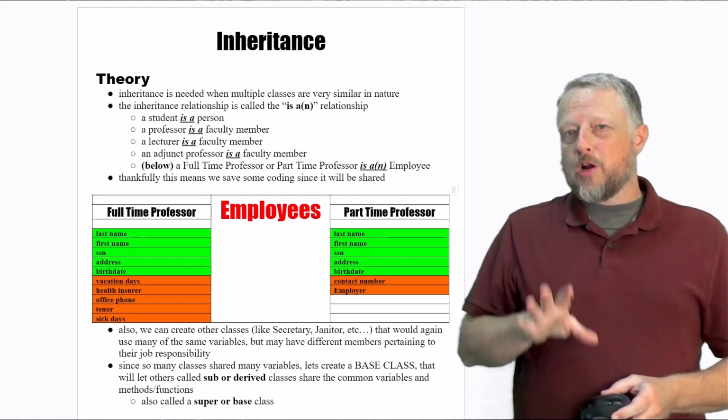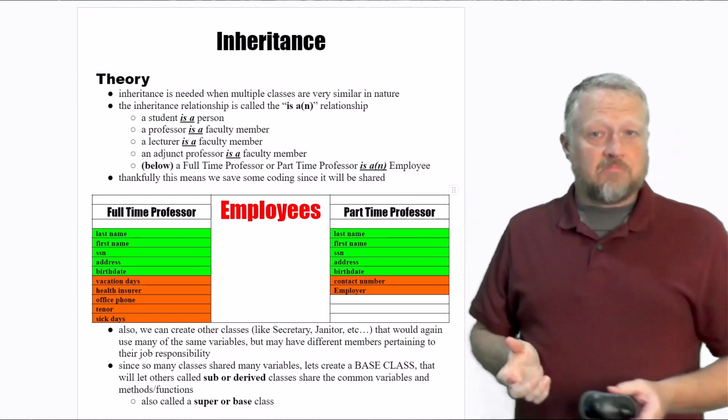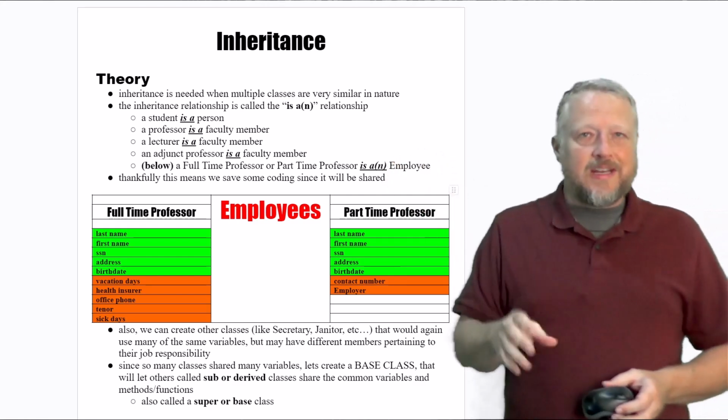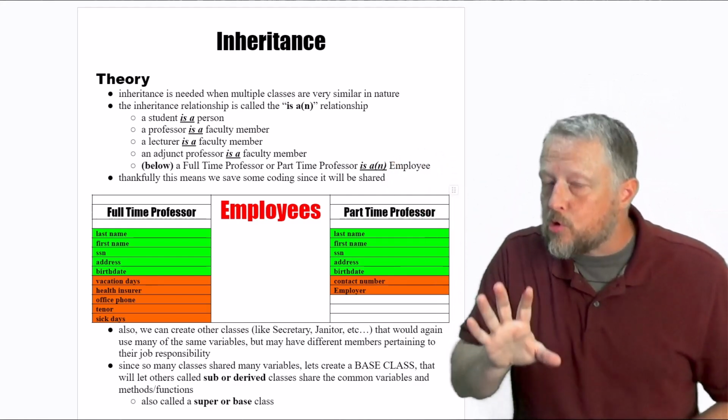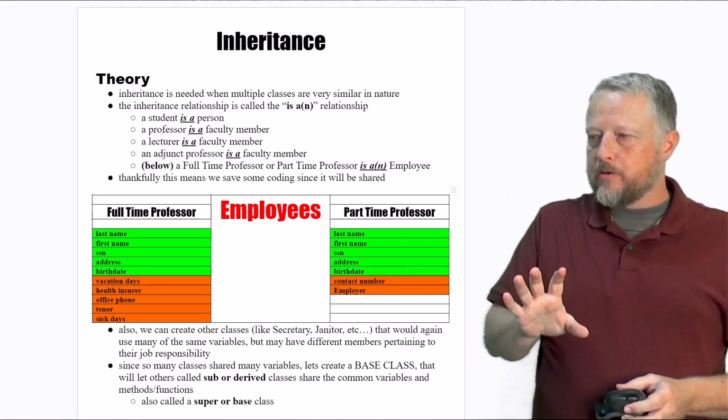There's going to be two parts to just talking about the theory. Go figure. Two parts to that. First, inheritance is needed when there are multiple classes that are very similar in nature.